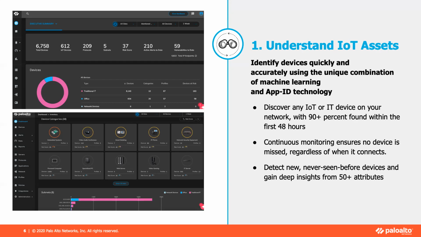And we have the ability, of course, to detect these never before seen devices. We can collect these attributes. We have 50 or more behaviors or components, attributes that we look at to understand what the assets are, what it is that's out there.